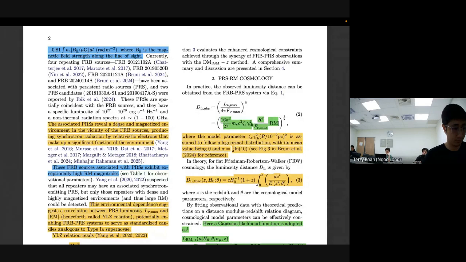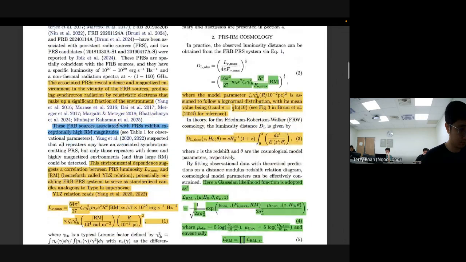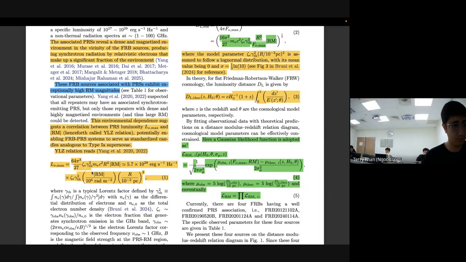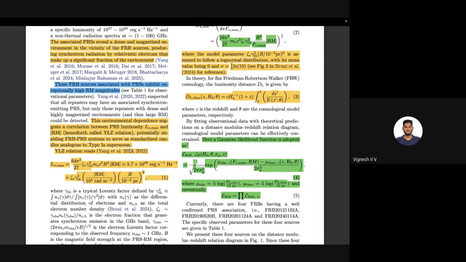Can you explain equation one and equation two of this relation? Ah, the YLZ paper? So this equation one is a relationship between the rotation measure of the particular FRB... not this paper. You mean the YLZ paper? Sorry, Professor, I didn't read that paper. Maybe I can read it tomorrow. Yeah, I will try to read it, Professor.